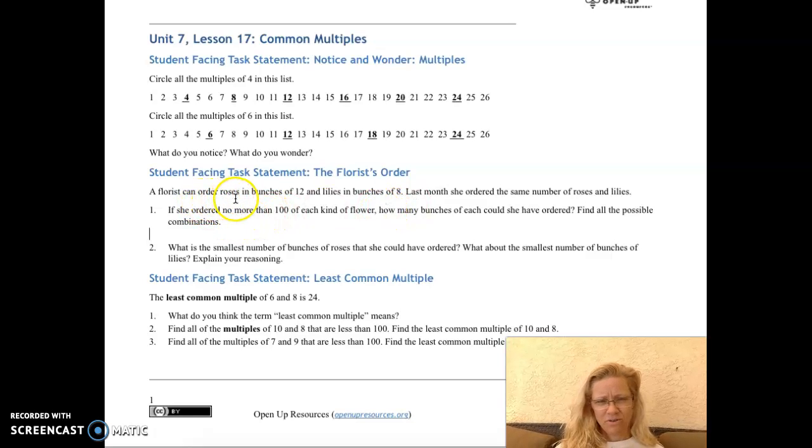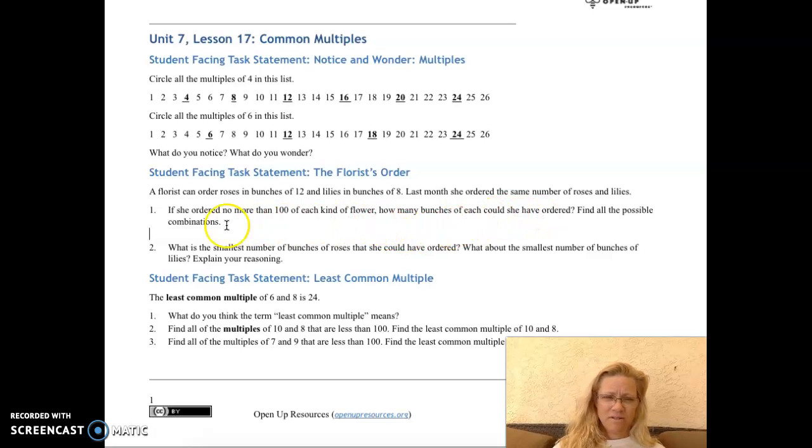A florist can order roses in bunches of 12 and lilies in bunches of 8. Last month, she ordered the same number of roses and lilies. If she ordered no more than 100 of each kind of flower, how many bunches of each could she have ordered? Find all the possible combinations.